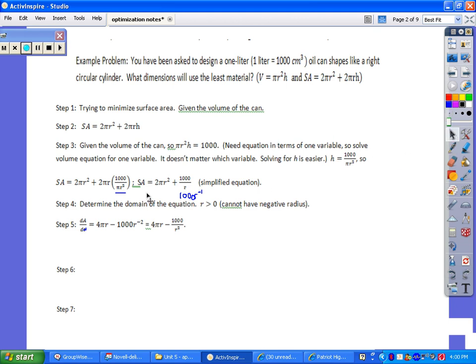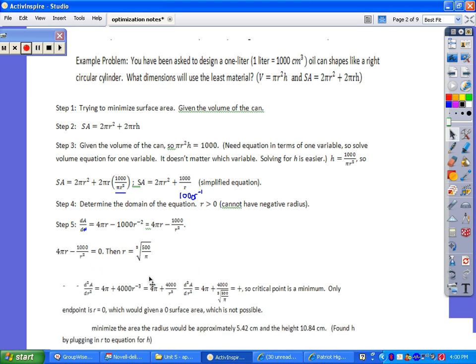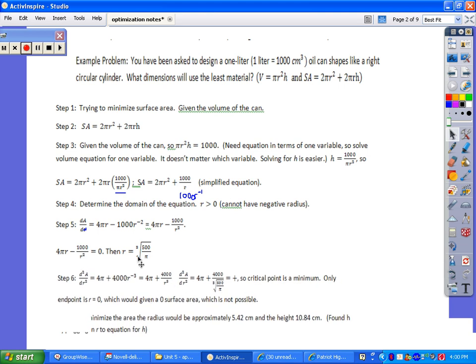To find the critical points, we set it equal to 0, which we finished in step 5, and we solve it for r, for our radius. So if we set it equal to 0 and we solve, we have 4 pi r minus 1,000 over r squared is equal to 0.